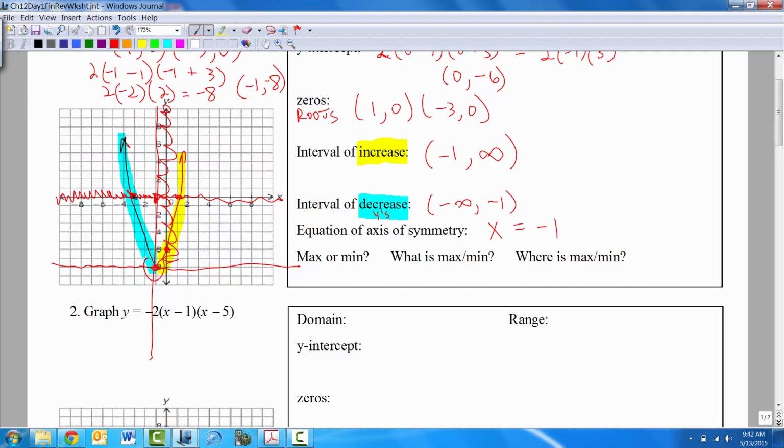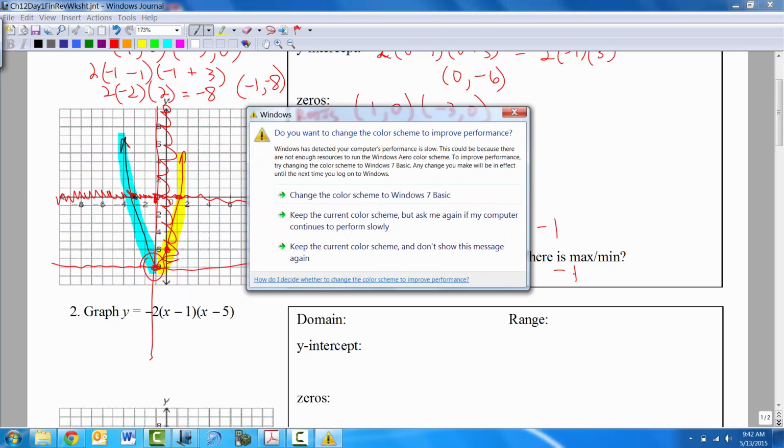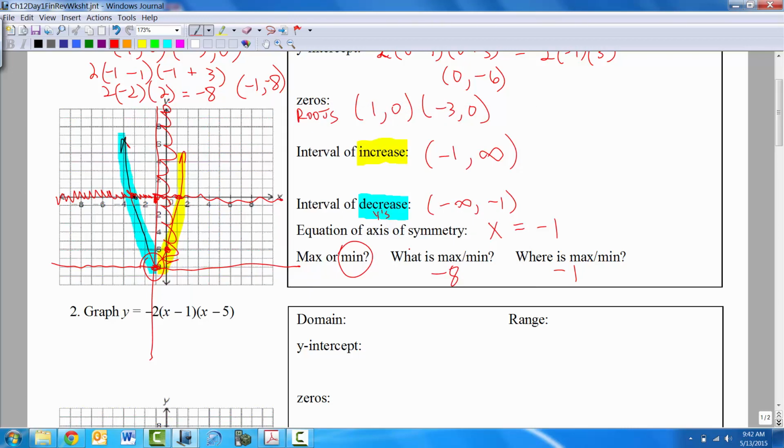All right, so what's the vertex represent, a max or a minimum? Well, that is the lowest point of the graph, so that is a minimum. What is the minimum? Negative 8. Where is the minimum? That's the x-coordinate, negative 1. So we made a big deal about what is the max, min, where is it? That's fun. I love when that keeps coming up.